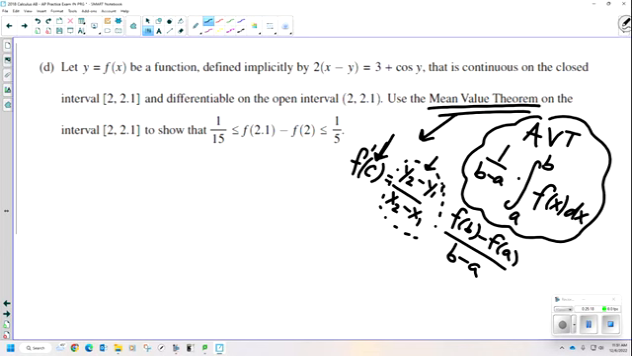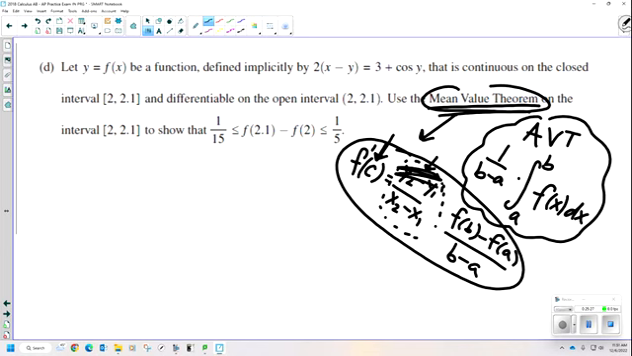So first of all, this is the interval that they want us to use. Use the mean value theorem, which is this puppy right here. Okay, and I'm going to get rid of this for a second because we're going to use the calculus version for this problem. All right, on this interval. So guess what?